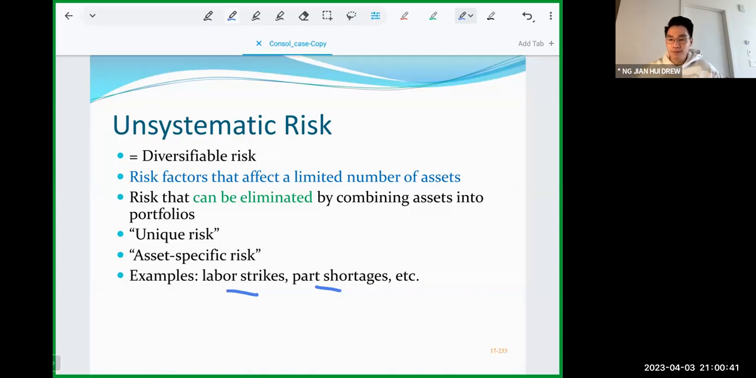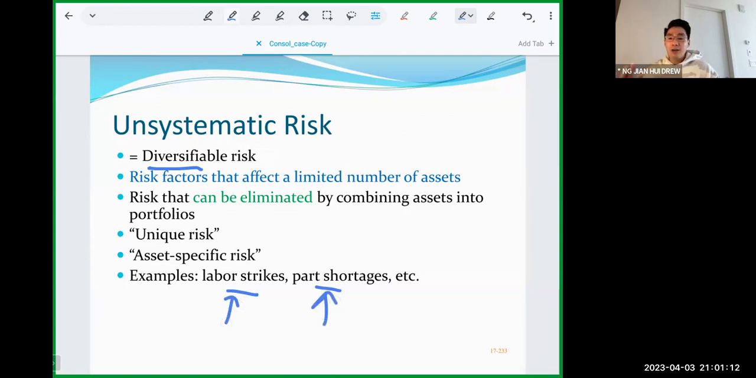No? Okay, so maybe this is the first time you have seen this word, unsystematic risk. Let me explain to you. Unsystematic risk is the risk that is diversifiable away by using a portfolio or putting more and more assets in the portfolio, and so the risk will just so-called disappear. Literally disappear. So how does it disappear? And why are the examples labor strikes and parts shortage?